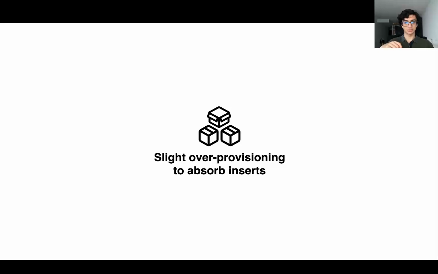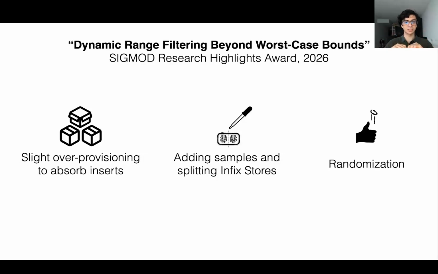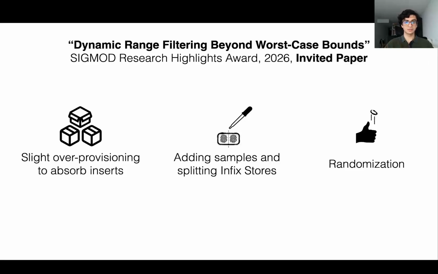Beyond just over-provisioning, though, Diva employs two other techniques that are of interest to handle dynamic updates. Specifically, it adds samples to its trie over time as we get more and more inserts to maintain an accurate approximation of the distribution. And by adding samples, it's also splitting older infix stores, which are becoming larger and larger, into smaller infix stores. It decides on whether to pick each key as a sample by using a randomized policy. We detail these techniques in our recent submission to SIGMOD Research Highlights of 2026, which we were kindly invited to submit a paper to.